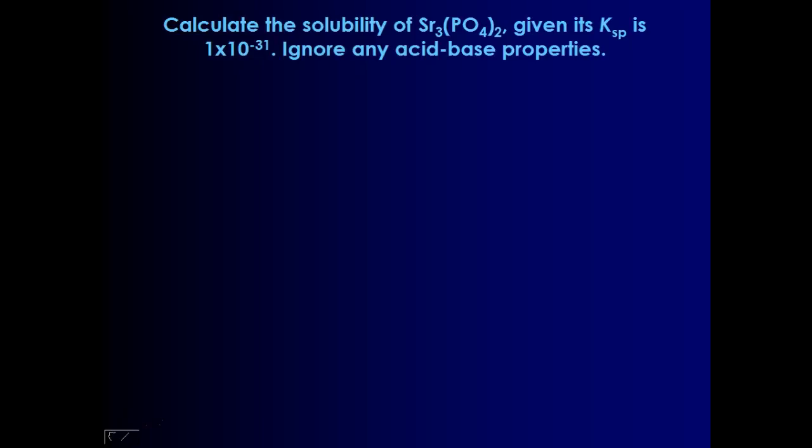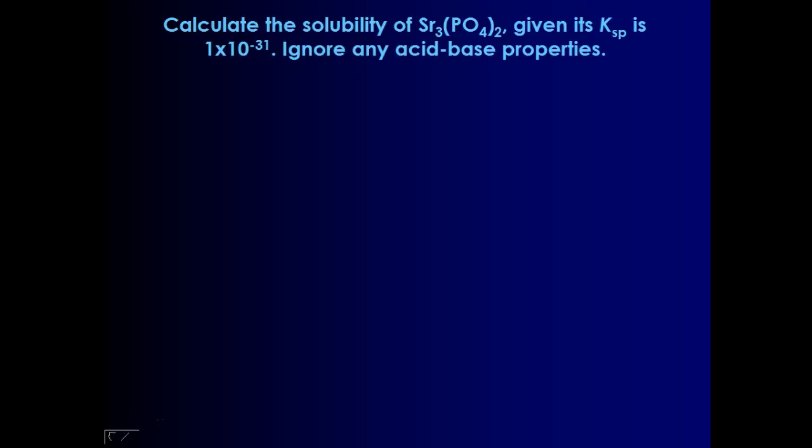This next one asks us to calculate the solubility of strontium phosphate. You're given the KSP is 10 to the negative 31st, so this time I'm giving you the KSP value. I'm allowing you to ignore any acid-base properties because the phosphate ion is not going to have a significant effect if the pH was acidic or basic. So we're going to assume this is neutral, so we don't have to worry about that part. I will never give you one that you have to worry about the acid-base properties. I just wanted to give you an overview of the solubility information.